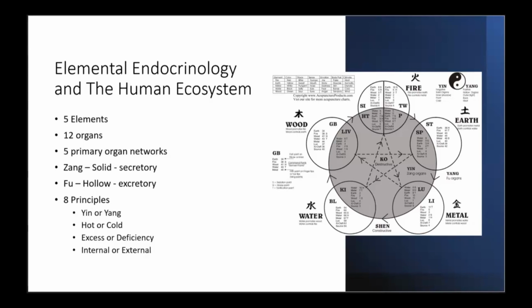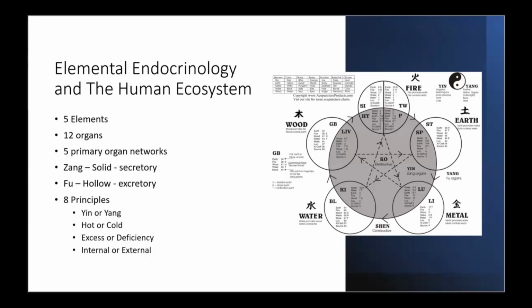It can be applied across all the different holonics. The 12 organs, right? We have 12 of those. You can see there. The wood is liver and gallbladder. The fire, you have the small intestine and the heart. Earth, we have the stomach and the spleen. The fire also has the triple warmer and the pericardium, the surrounding around the heart. The metal is the lung and large intestine. Water is kidney and bladder. So those are the 12 organs that make up this endocrine system or elemental endocrinology.